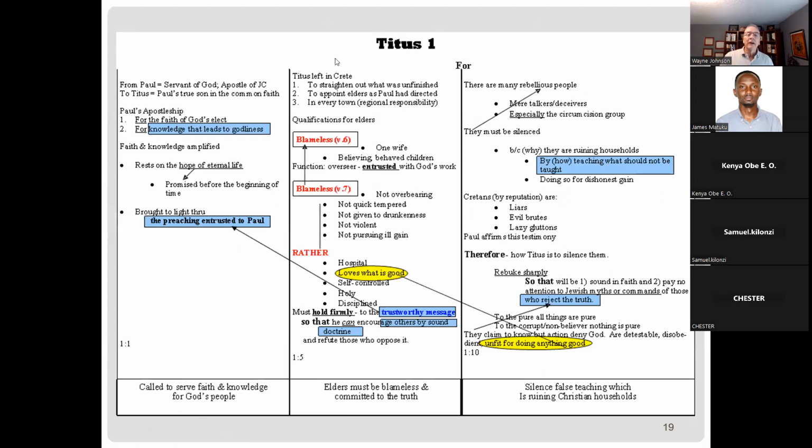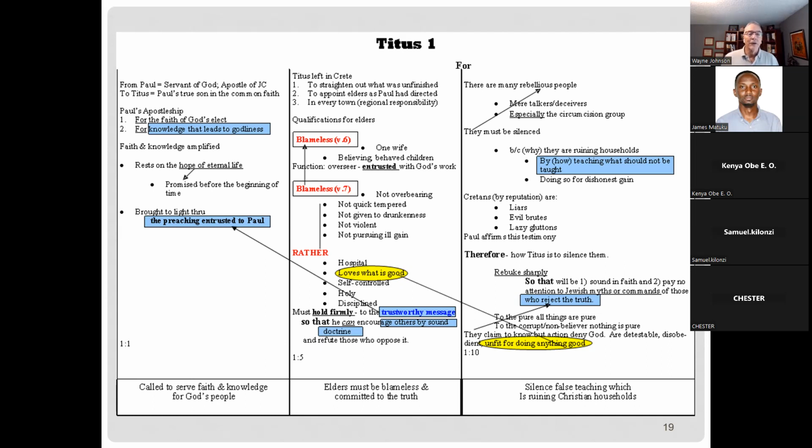I went ahead and gave you also my chapter chart for Titus 1. So your assignment will be to do chapter charts for all 3, but you can look at this one as well, but you'll do your own work on chapters 2 and 3. But this is what I did for the book of Titus. A little bit more organized.